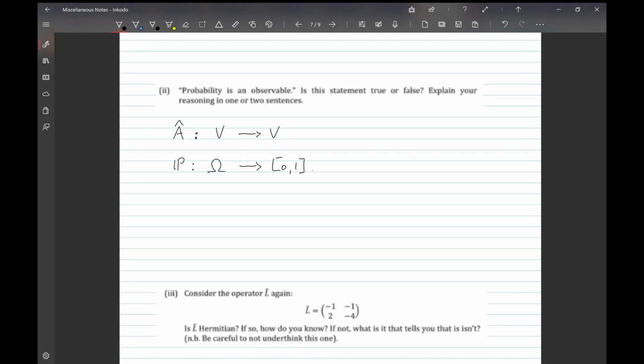So you might like to write 1 or 2 sentences explaining what I've just said there. Probability is not an observable.